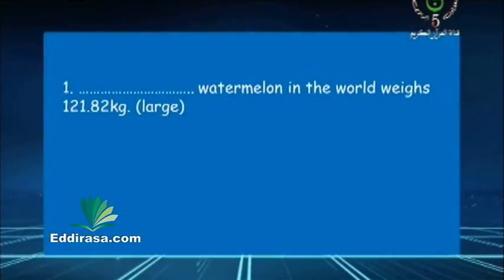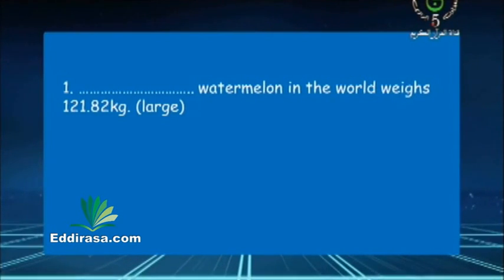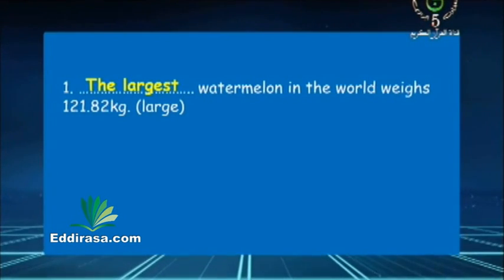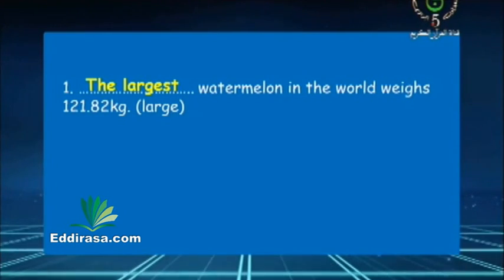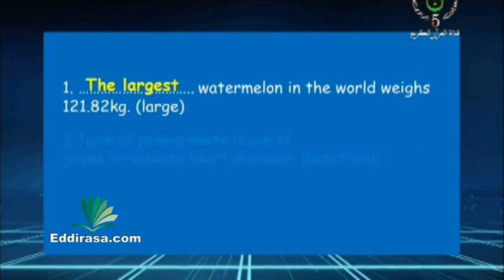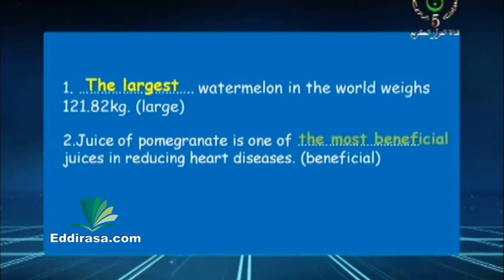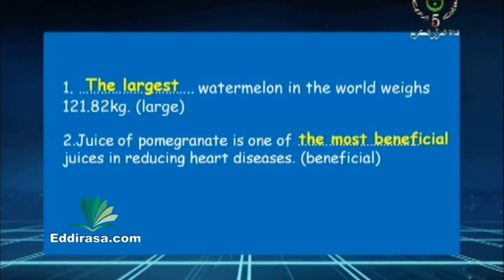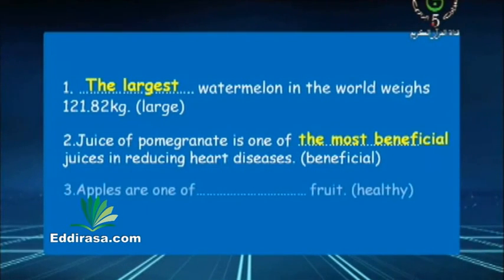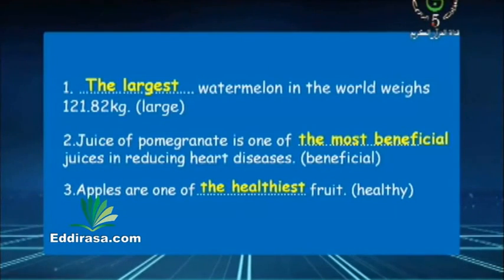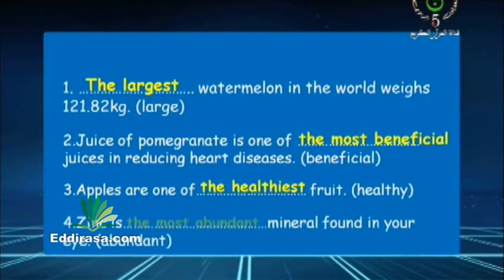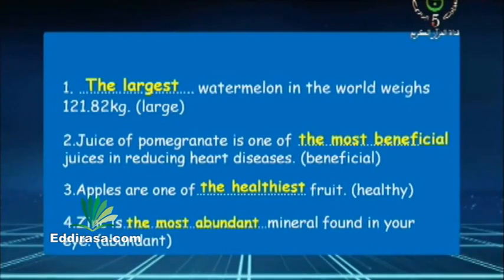Okay, shall we check the answers, Mr. Zian? Okay, let's check your answers now. Number one, the largest watermelon in the world weighs 121.82 kilograms. Number two, juice of pomegranate is one of the most beneficial juices in reducing heart diseases. Number 3, apples are one of the healthiest fruit. Number 4, zinc is the most abundant mineral found in your eye.